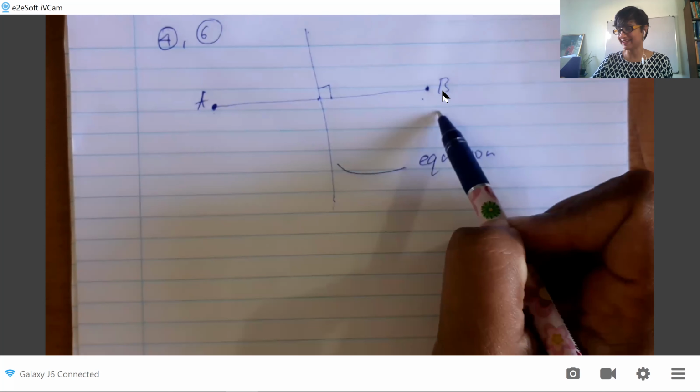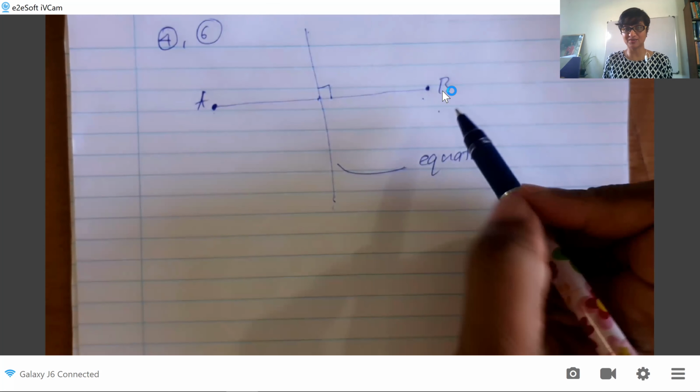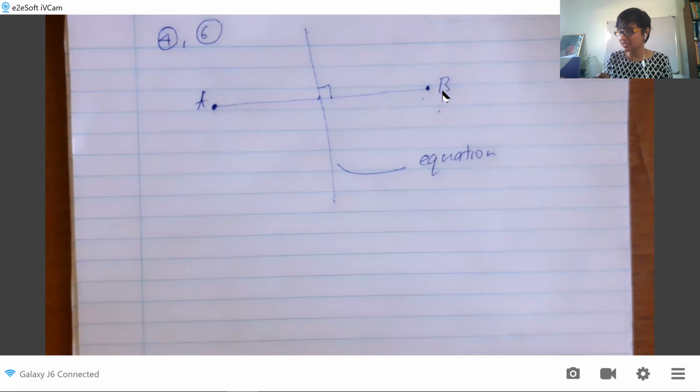Did you get that? So this involves everything that you learned in coordinate geometry. You have the coordinates of point A. Can someone tell me point A and point B coordinates?